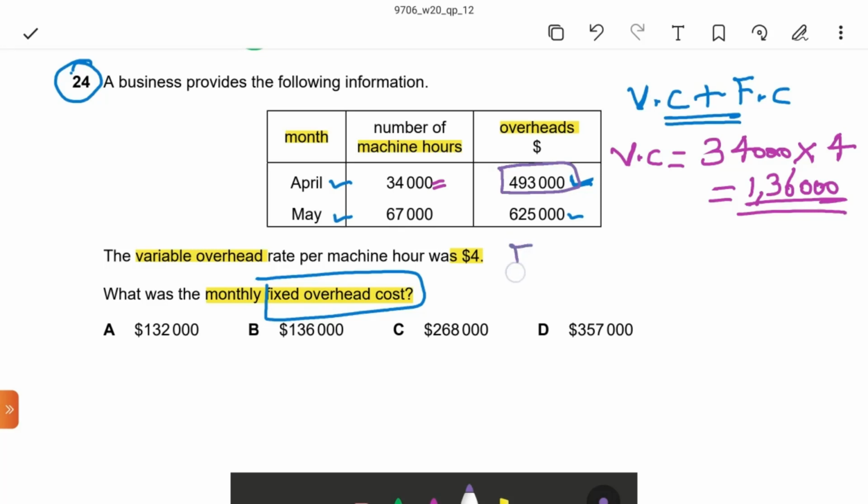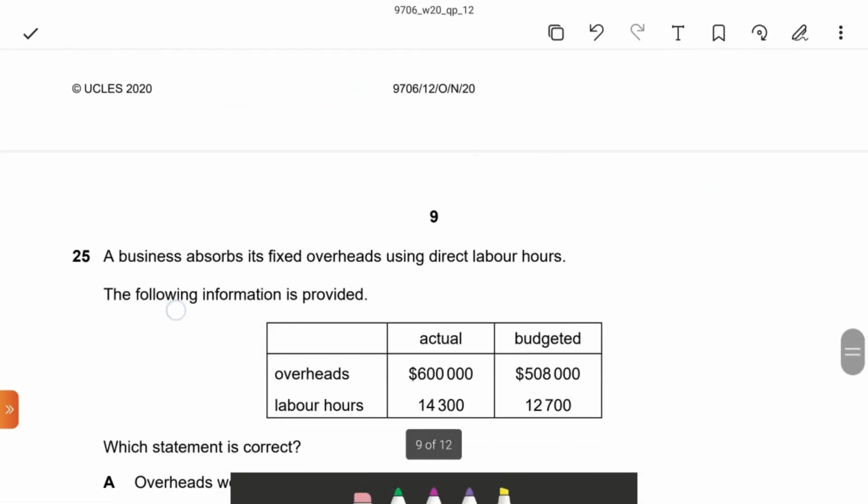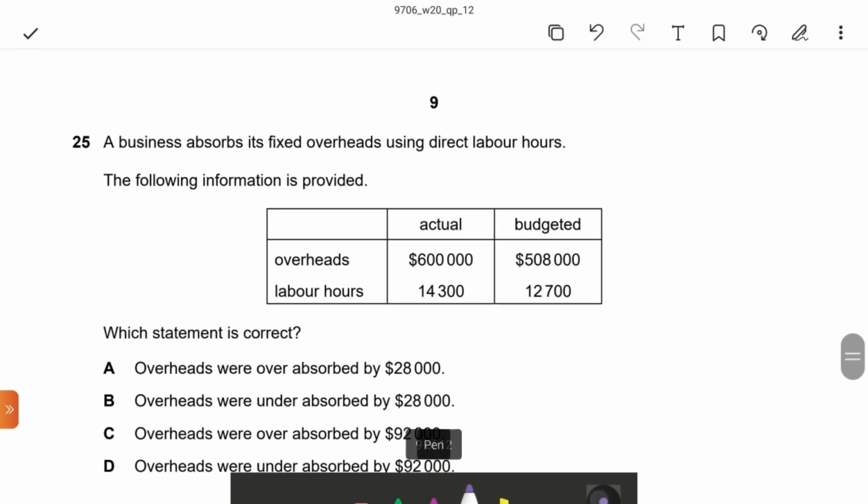So fixed cost is equal to total overhead minus variable cost. Total cost is how much? 493,000 minus 136,000. What is the correct answer? 357,000. So the correct answer is option D. Next, question number 25.